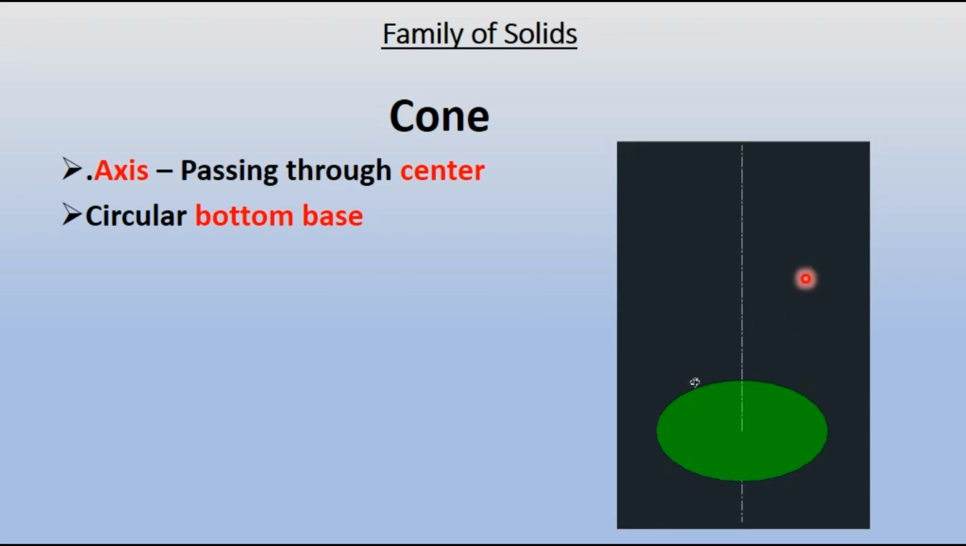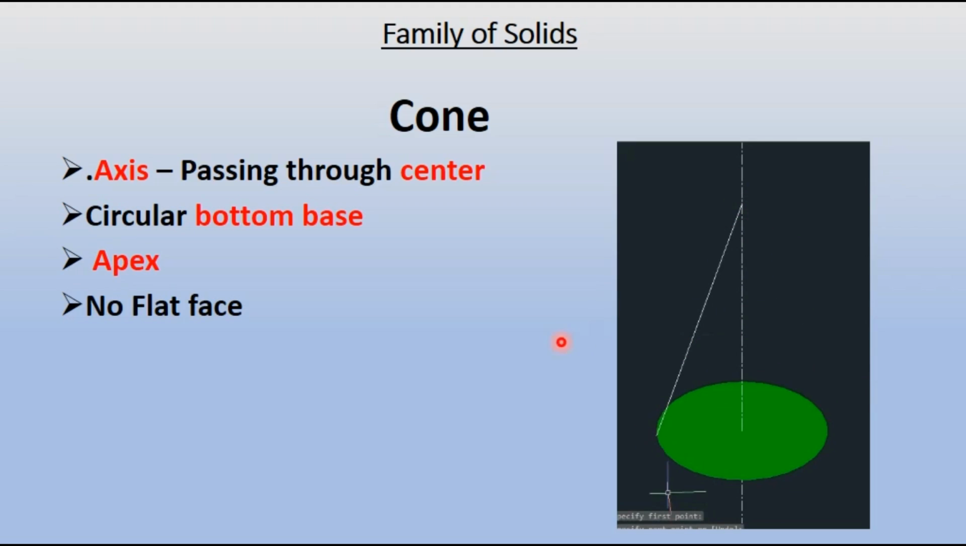This is the axis line passing through the center, and the circular bottom base. These are two important things in a cone. And a cone will have the apex point. Apex point means, see, if I join this point here, this point is the apex point. And a cone will also not have flat faces, similar to the cylinder. And a cone will have an infinite number of generators.